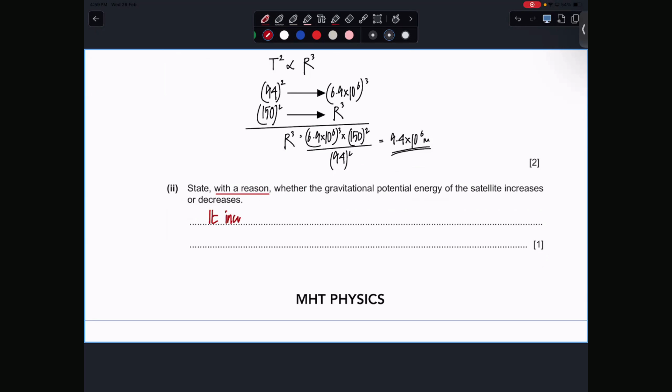It increases since work needs to be done on the system to move it upwards. Minus phi equals to minus GM by r.